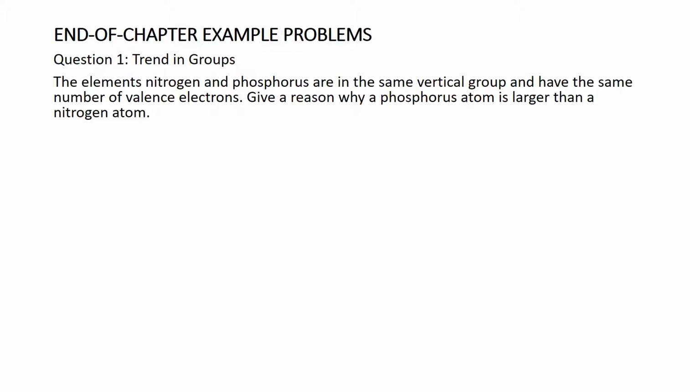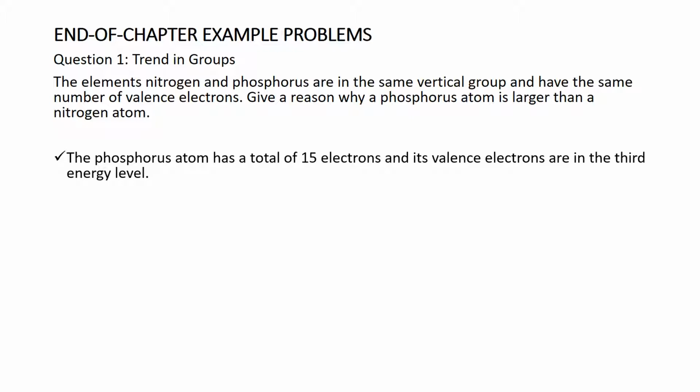Now we can do end of chapter example problems. We are done looking at the periodic table. Let's look at an example on trends in groups. The elements nitrogen and phosphorus, they are both in group 5, are in the same vertical group and have the same number of valence electrons. Give a reason why a phosphorus atom is larger than a nitrogen atom. So why is phosphorus larger than nitrogen?